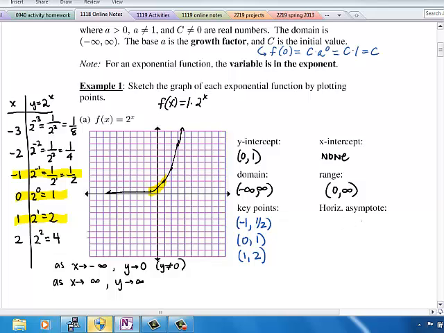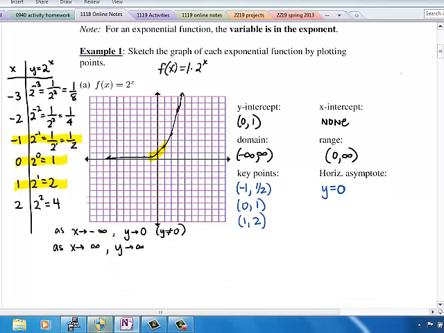The horizontal asymptote is a horizontal line that we don't cross, we get closer and closer to. So in this case, that would be the x-axis, or y equals 0. Notice also that we've got an interval of increase from negative infinity to infinity. It's always increasing, right? And in the previous video, we talked about a function that's always increasing has to have an inverse because it's 1 to 1. So we will eventually talk about the inverse of this function.